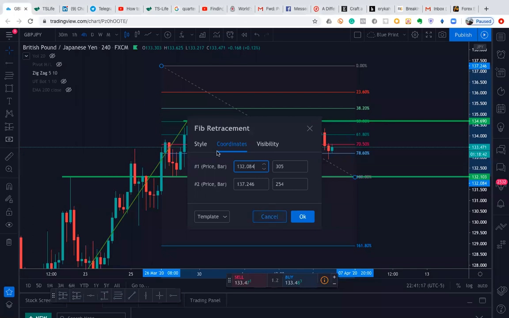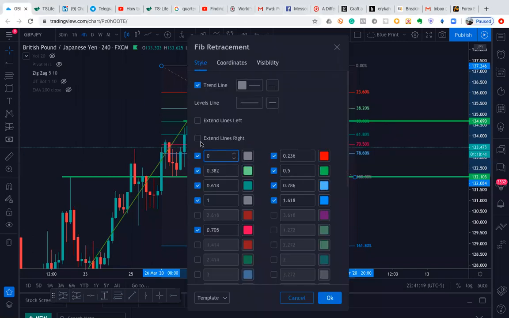All right, so once your fib settings come up, you're going to go over to style. You're going to go over to style, and basically this is how your style is going to look.